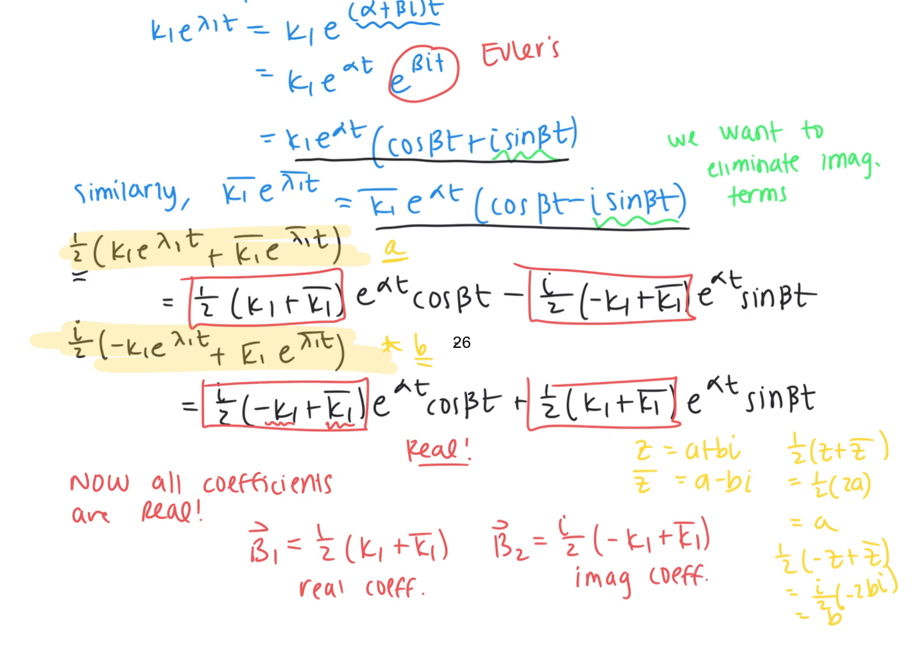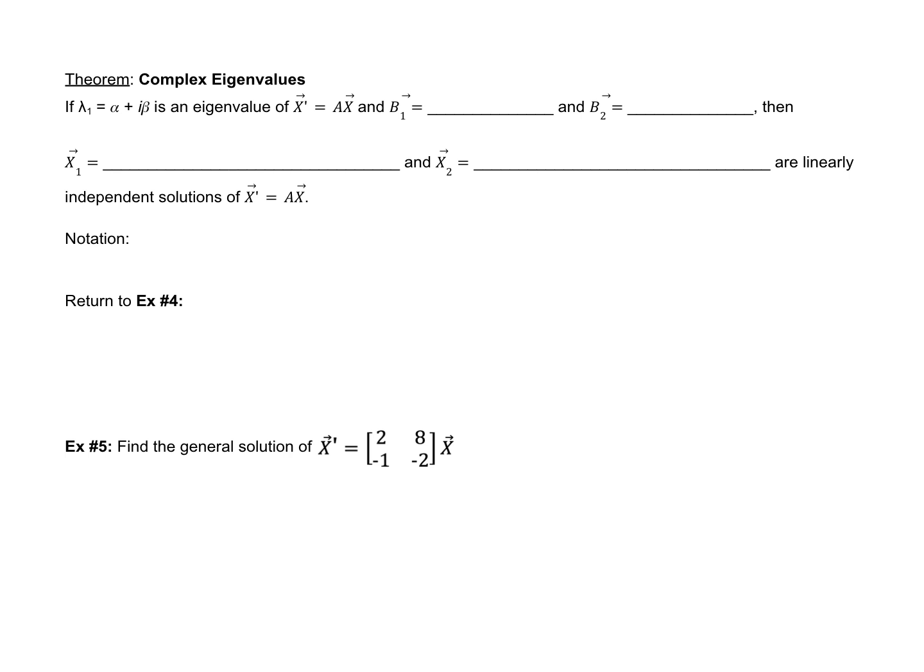So what we've done is derive what we need to do when we have complex eigenvalues. So let's take a look at what this looks like in terms of a theorem, and then we'll look at some examples. So here is the formalized version of what we just derived. If alpha 1 is equal to a add i times beta is an eigenvalue of our homogeneous system, and we used b1 to be 1/2 k1, which is a vector, add the conjugate of k1, again as a vector, and b2 is i over 2 times negative k1, again a vector, and k1 conjugate, again a vector.